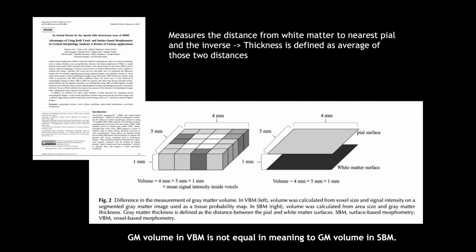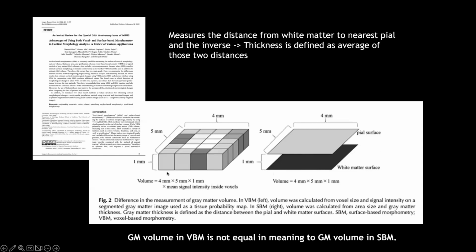And this is something that you should have in mind when you read papers. They're a little bit different on how they're calculated, but the output is usually very reliable. So don't worry about this, but just have it in mind when you read papers. The gray matter volume in VBM is calculated from the size of each voxel by the mean intensity inside each voxel, or the overall voxel in case you're doing ROI regional analysis. Whereas in SBM, the volume is calculated from the area and the thickness. So it's a little bit different, just for you to have in mind.